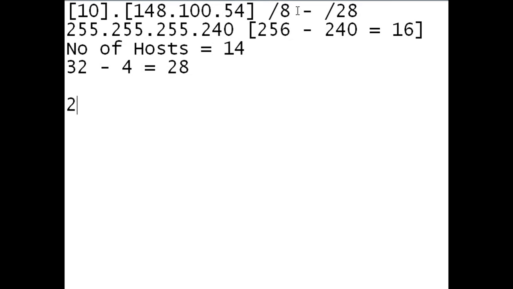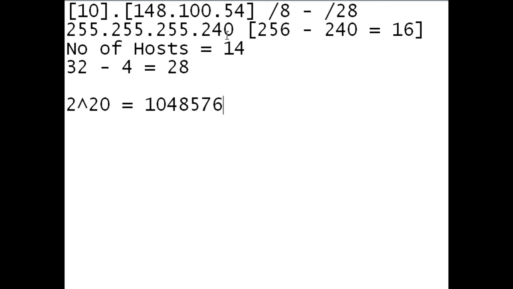Let me open up a calculator and show you what 2 to the power 20 is. 2 to the power 20 is 1048576. So that many subnetworks we can create.